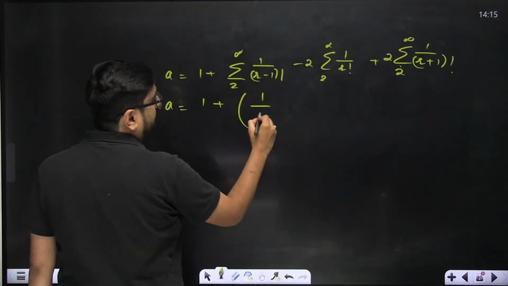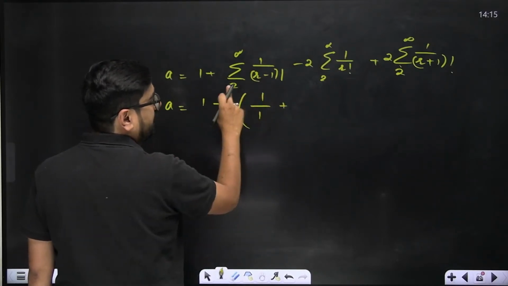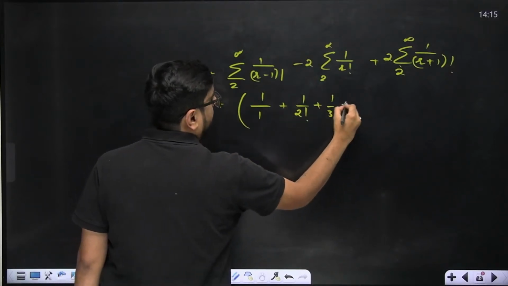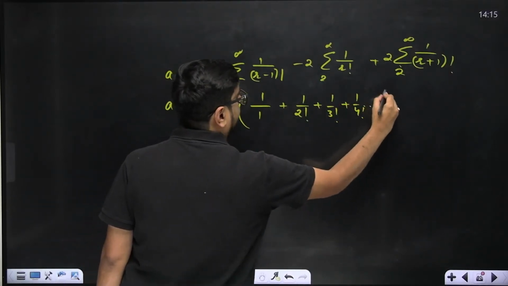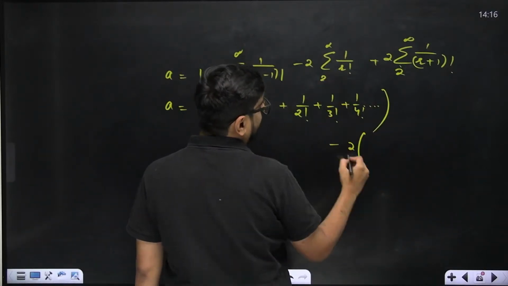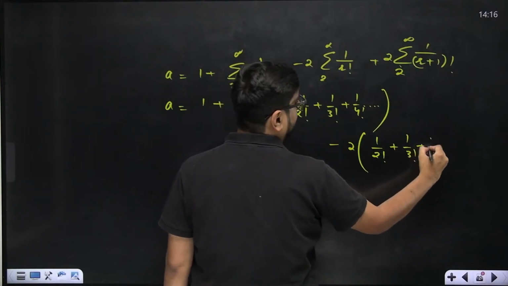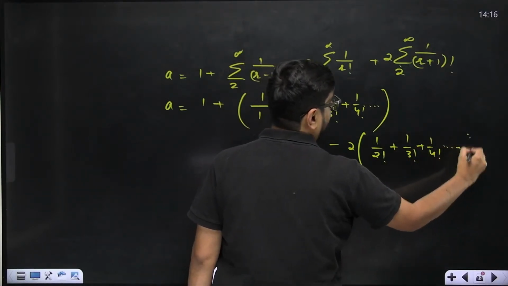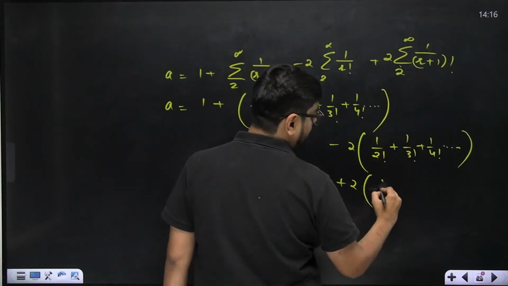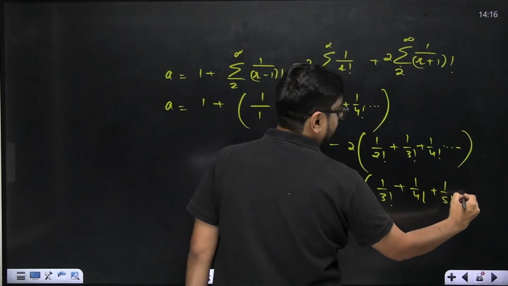So this is 1 by 1 plus 1 by 2. Put 2 over here, then 1 by 1, put 3. 1 by 2 factorial plus 1 by 3 factorial plus 1 by 4 factorial, like this it is going till infinity, right? Minus 2 times of, what is this? 1 by 2 factorial plus 1 by 3 factorial plus 1 by 4 factorial. It is going like this, plus 2 times of what? This is what? 1 by 3 factorial plus 1 by 4 factorial plus 1 by 5 factorial till infinity.